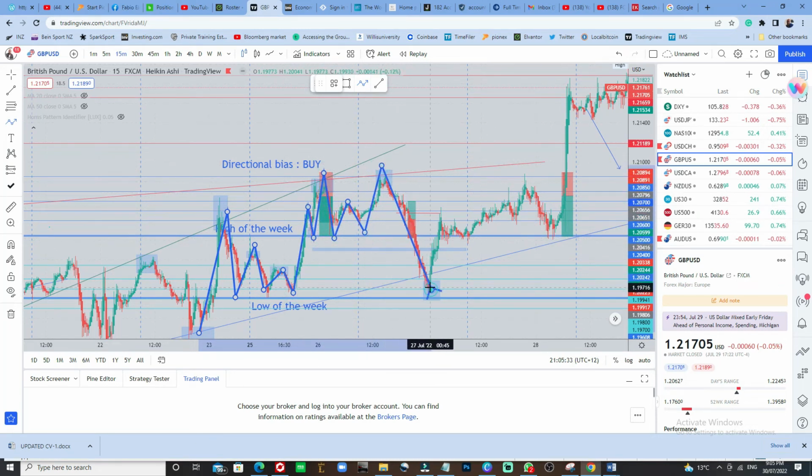Again, bear in mind that we have a buy bias as the directional thing. So we have in mind that the market is going to be pushing to the upside, and we can identify from the directional bias that the market is going to go to the upside, and you can see that it went to the upside. So that is how it goes.